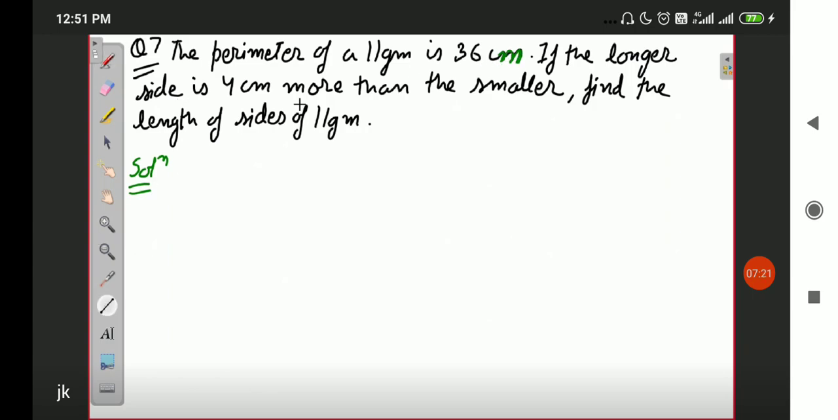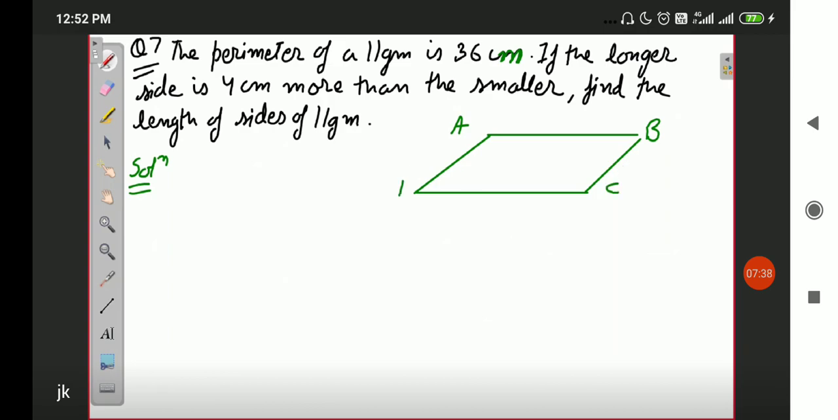First of all, let me draw the diagram for you. Here is the parallelogram. Let me name it ABCD. We are given that its perimeter is 36 centimeter. Now for a parallelogram, opposite sides are equal. If this side is x, this side is also x. If this side is y, this side is also y. As you can see in the diagram, the longer side is AB, the shorter side is AD.